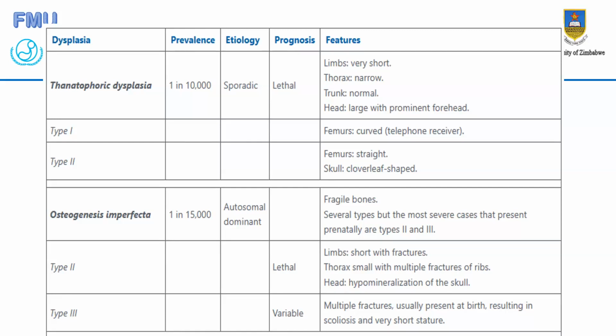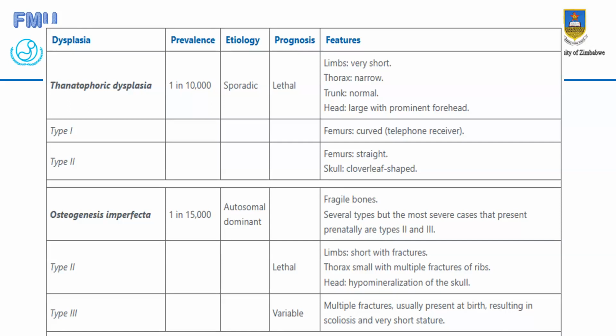Then the femur is straight in type 2, and there is what we call a clover leaf shaped head in type 2. Maybe we'll demonstrate what a clover leaf shaped head looks like. Yeah, this will be demonstrable. I think we have a number of cases from our own library and database. So we'll show you this clover leaf shaped head.